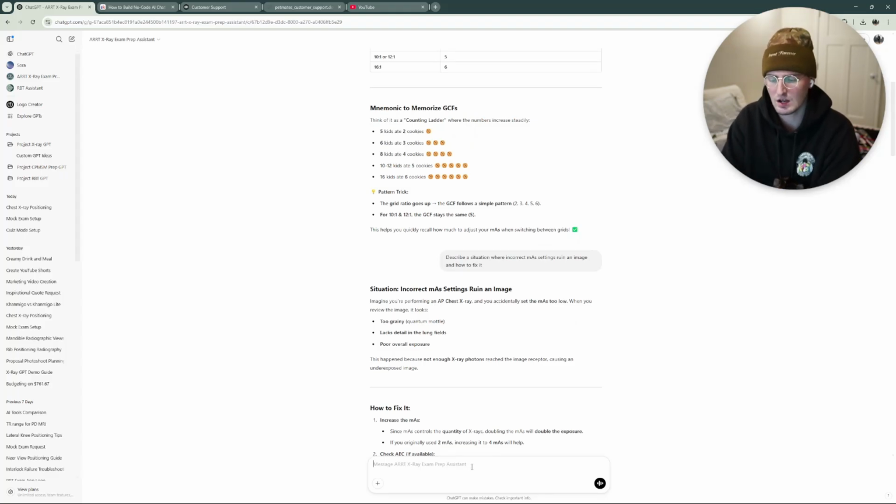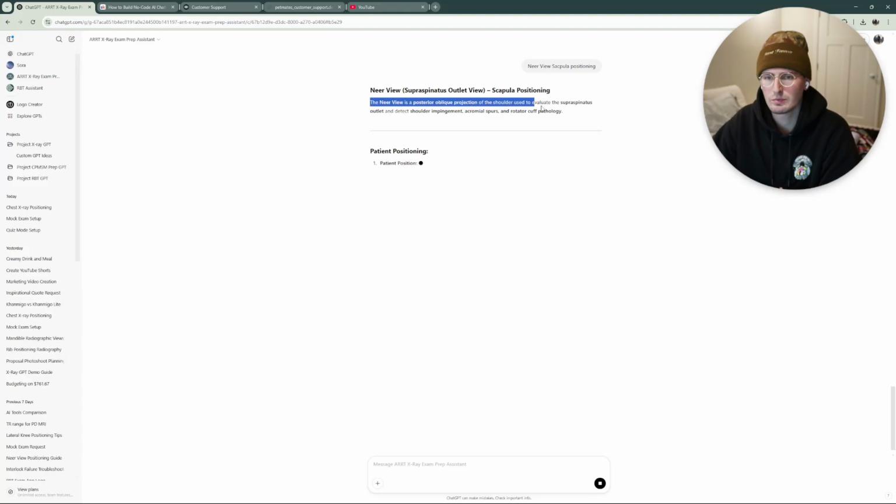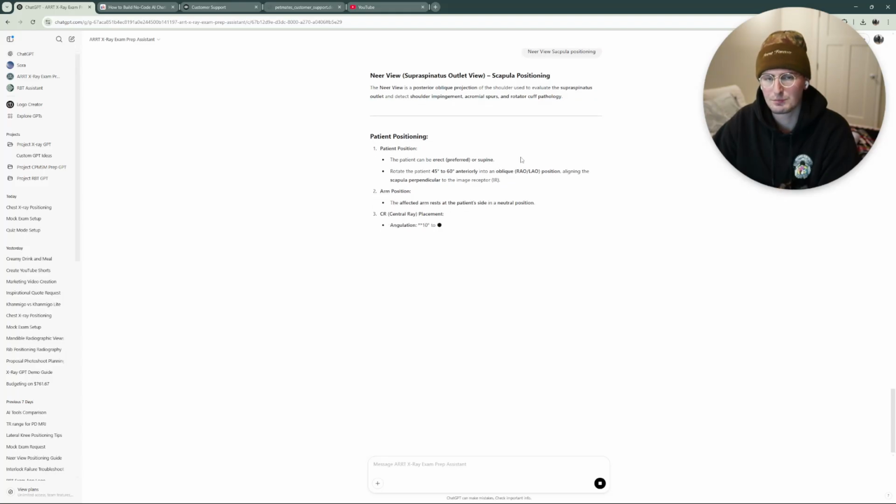Let's give it a harder positioning other than a chest X-ray. That's so basic. So let's see, Neer view, scapula position. Neer view is a posterior oblique projection. Patient position: erect preferred, or supine. Probably erect, most likely. Rotate the patient 45 degrees.